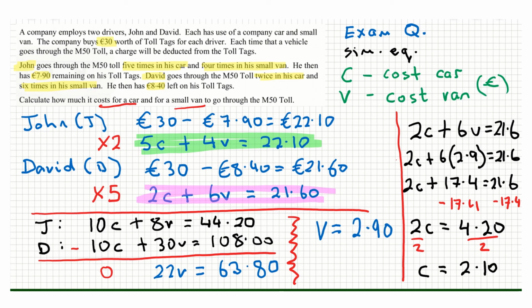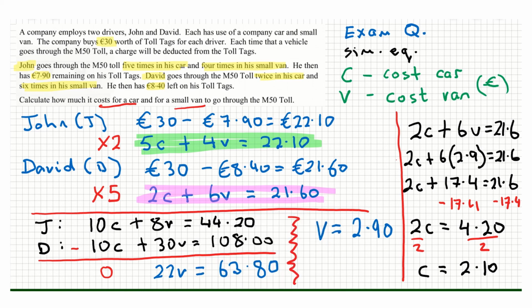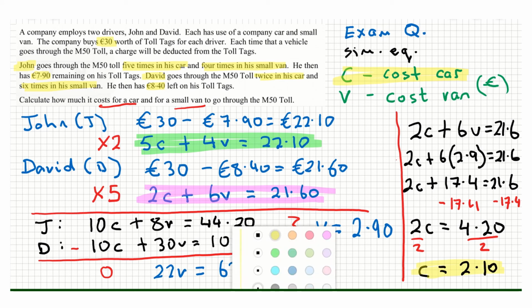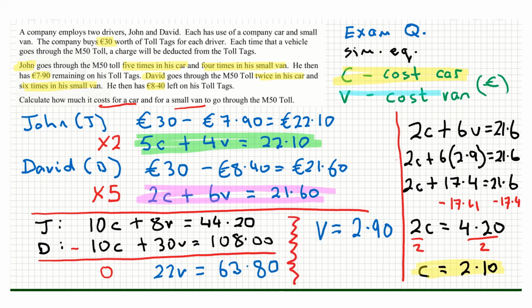Okay, so what colors will we use here? Go back to yellow. So the cost of the car is €2.10, and the cost of the van is €2.90, which makes sense because bigger vehicles cost more to go through the M50 toll.